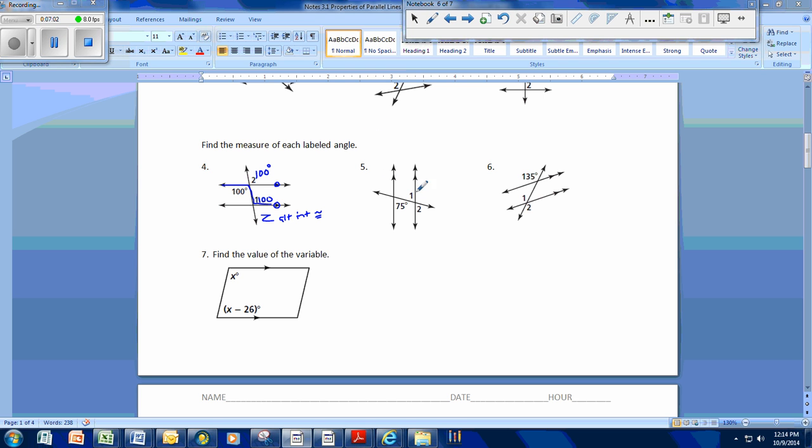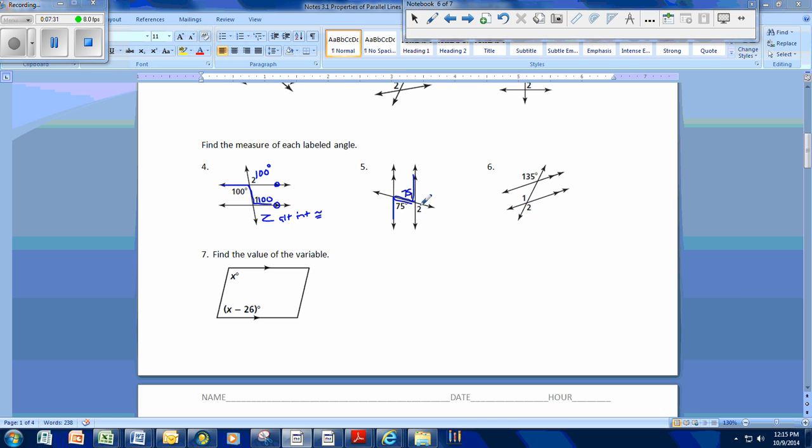All right, example 5. Again, same concept. We have two parallel lines. This time they're going vertically. And this angle here is 75 degrees. Let me highlight that, and let me highlight angle 1. And you can see those make the letter Z again. So I know angle 1 is also 75 because it's alternate interior with that 75 that was given.